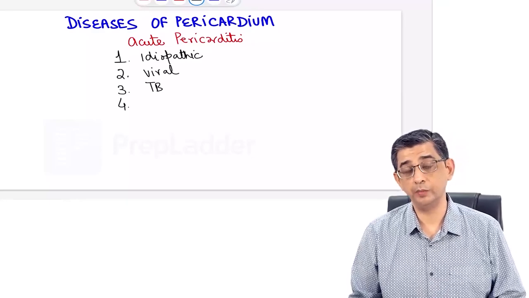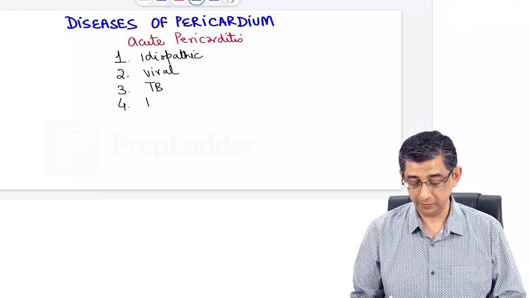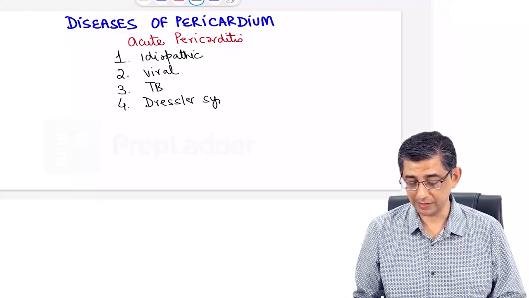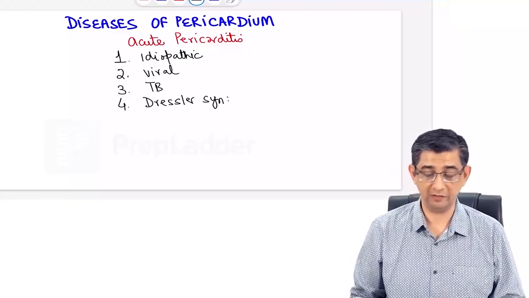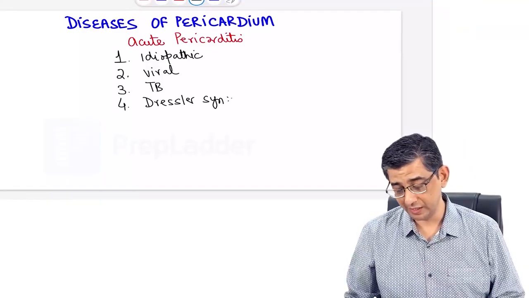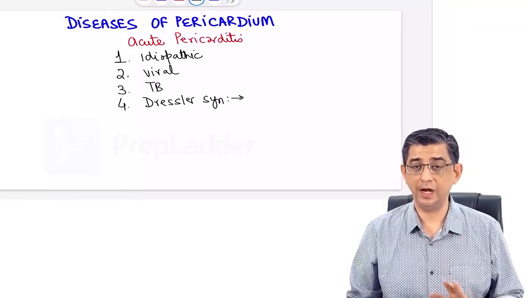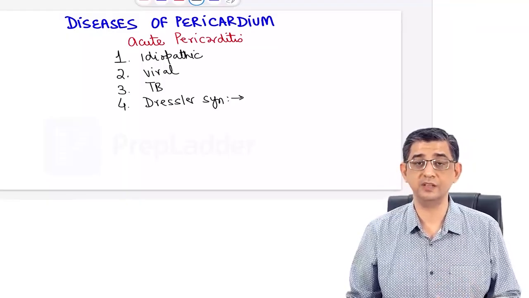So the number one cause is idiopathic, then is viral, then is tuberculosis, and then I'm going to explain to you regarding autoimmune pericarditis. This autoimmune pericarditis is again quite frequently asked, and examiners love to ask about it. Dressler syndrome, which is a late complication of MI. This person has already been discharged from a hospital.